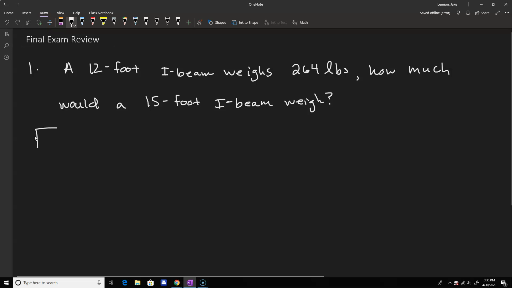This is the final exam review. So let's take a look at the first problem. It's just a ratio problem. It says a 12-foot I-beam weighs 264 pounds. How much would you expect a 15-foot I-beam to weigh?